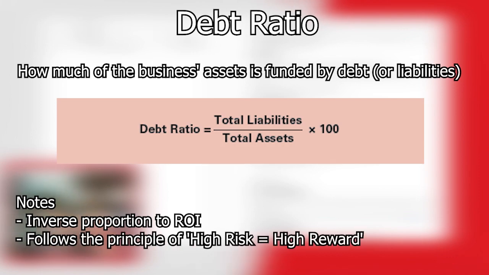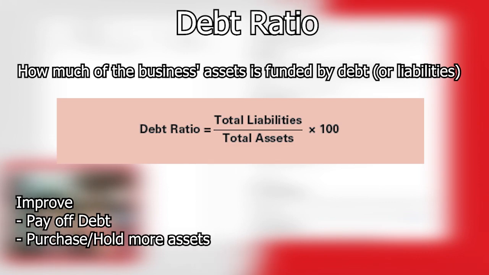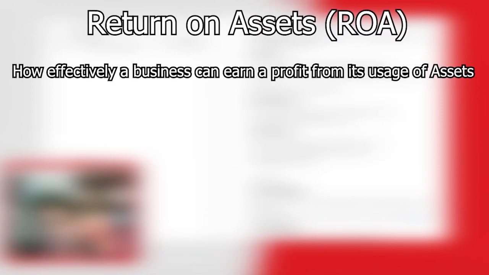The way to improve our debt ratio is to pay off debt, purchase assets. So either lower the amount of debt we have or increase the assets. Alternatively, you could also provide more capital. So if we have capital contributions, that would mean our assets go up as well. So increasing assets.